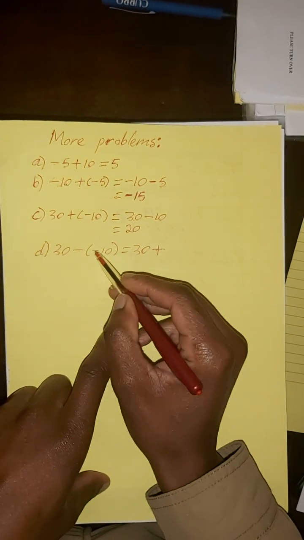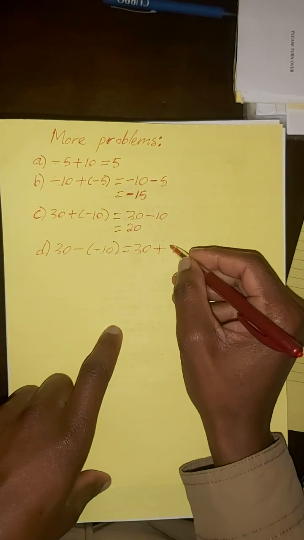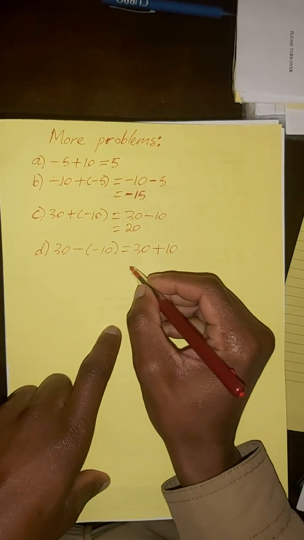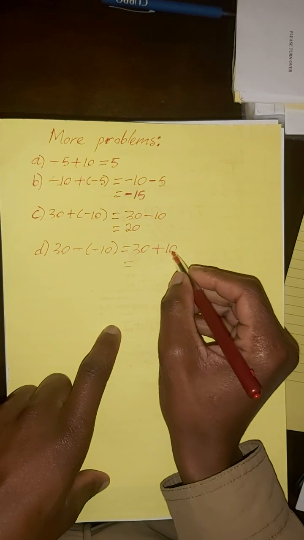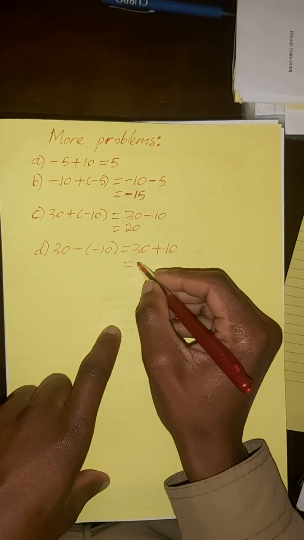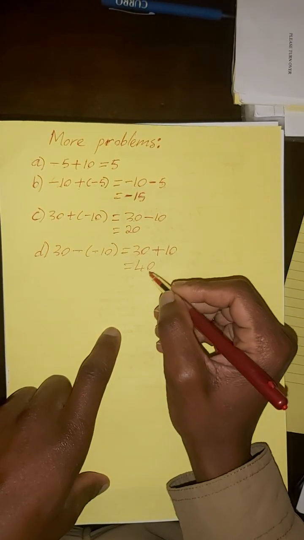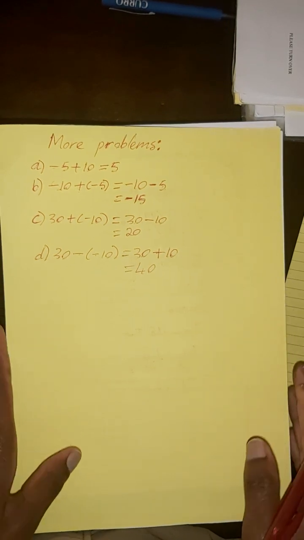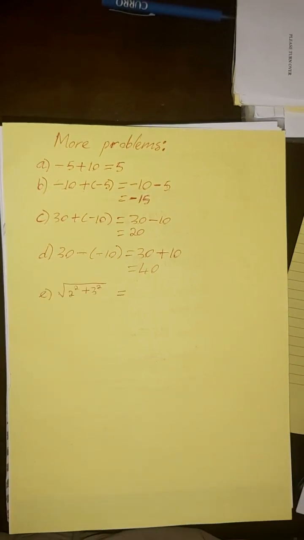So if I say negative multiplied by negative 10, I would get a positive 10. And then from there, I would say 30 plus 10, and my answer would be 40. Okay, let's find more examples.